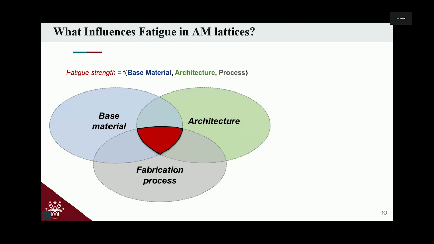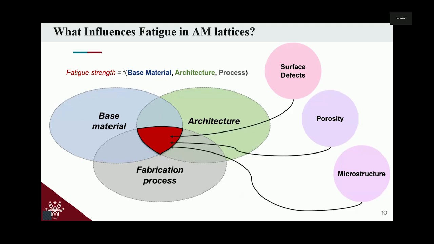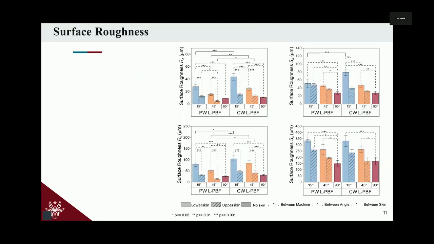The same architecture is the same type of specimen. So we are just changing the fabrication process. So probably this difference is related to what the fabrication process brings to the overall final component in terms of surface defects, porosity, and microstructure, which affects the overall fatigue strength. For this reason, we decided to investigate step by step all these aspects, starting from the surface roughness analysis.